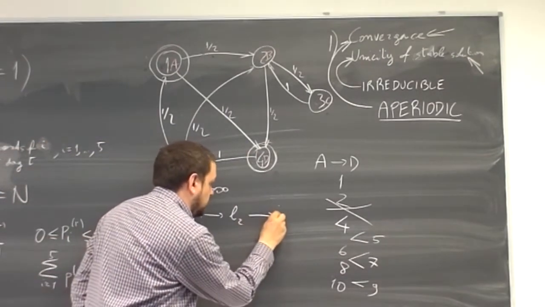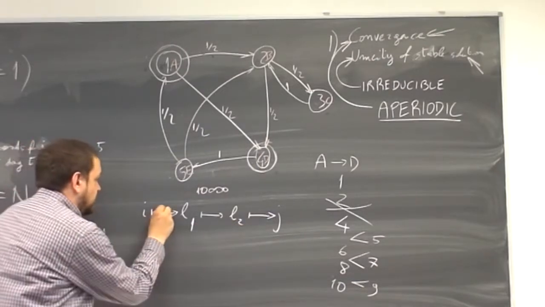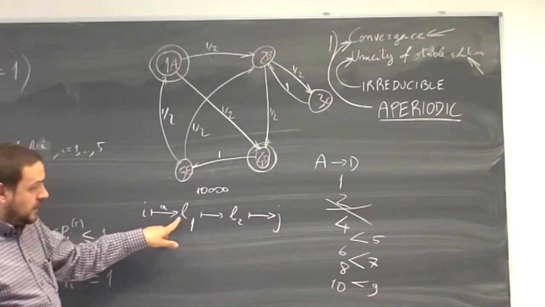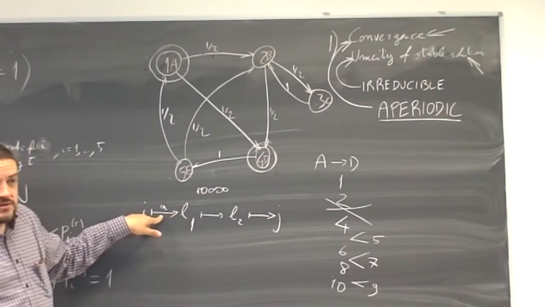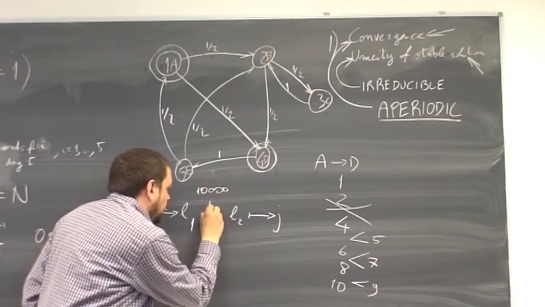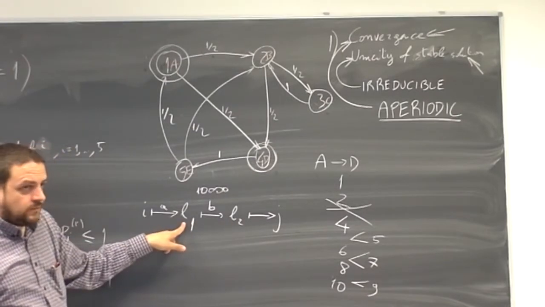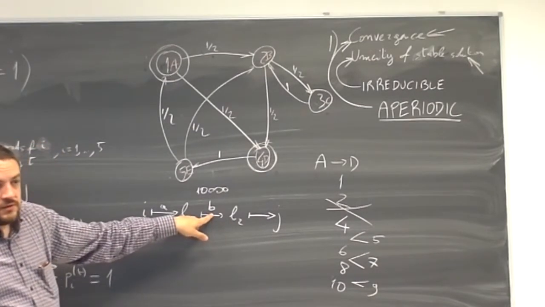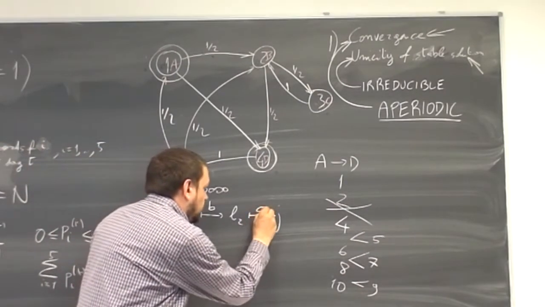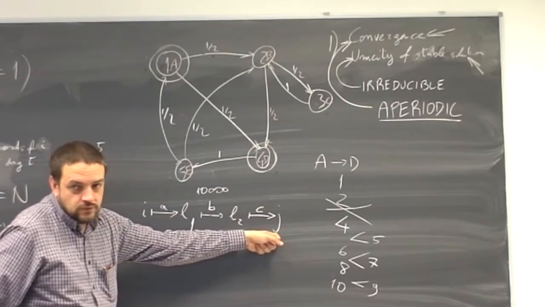And then a way to go to J. The steps that you require to go from node I to loop 1, you know in advance. Let's call it A. You know in advance the number of steps that you need to go from loop 1 to loop 2. Suppose it's 2, maybe it's B. You know how many steps you take to go from loop 2 to node J.